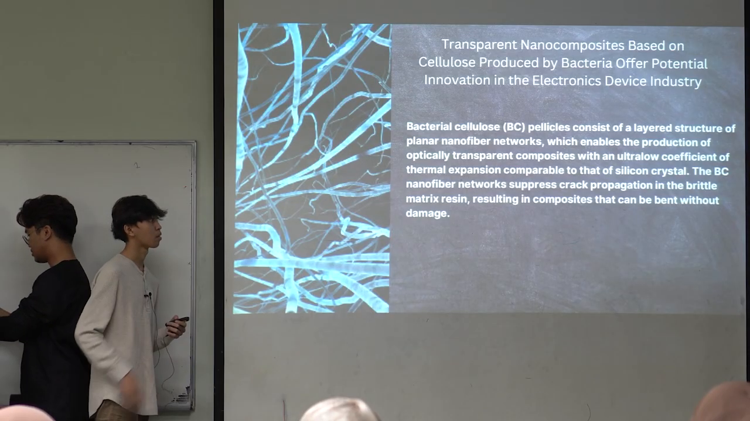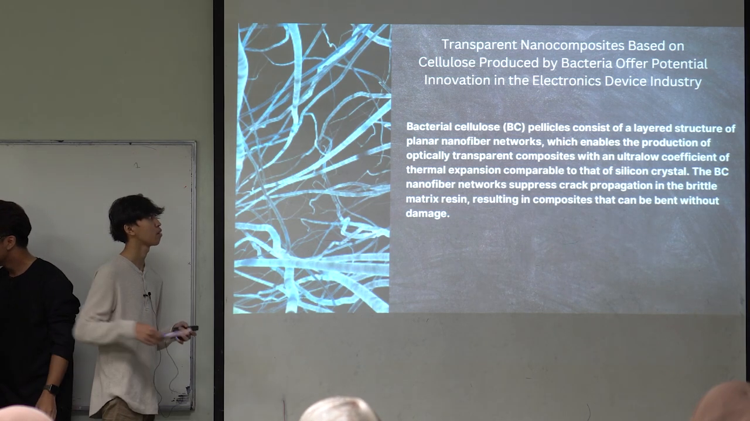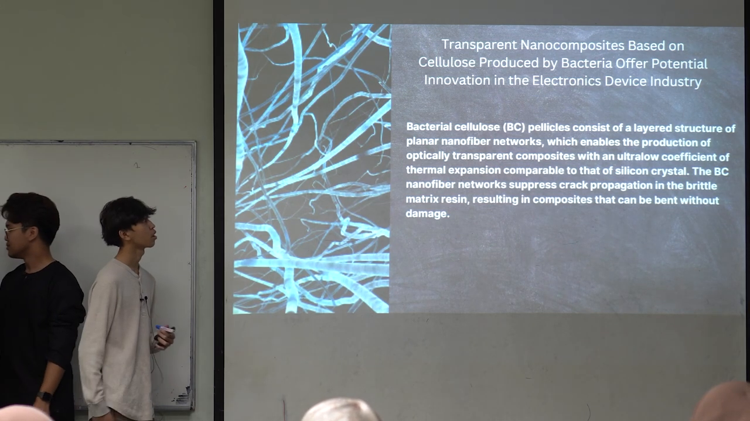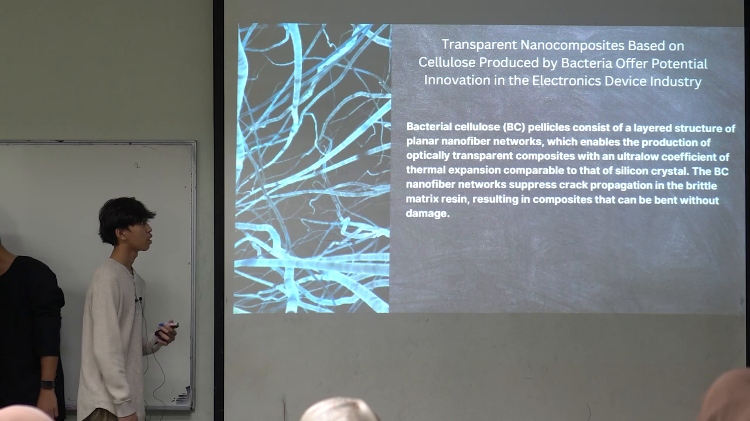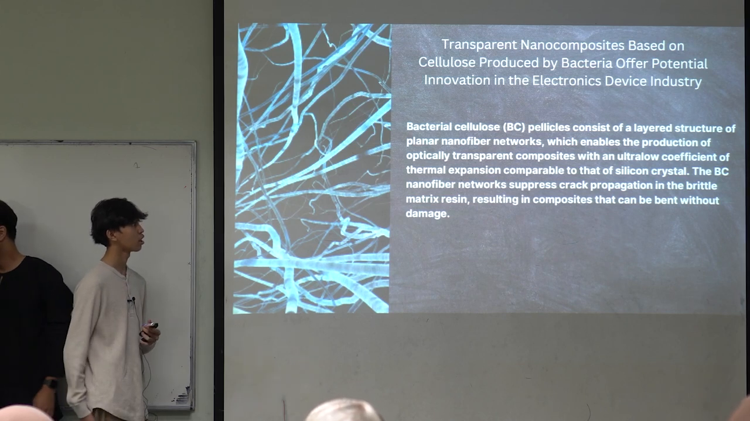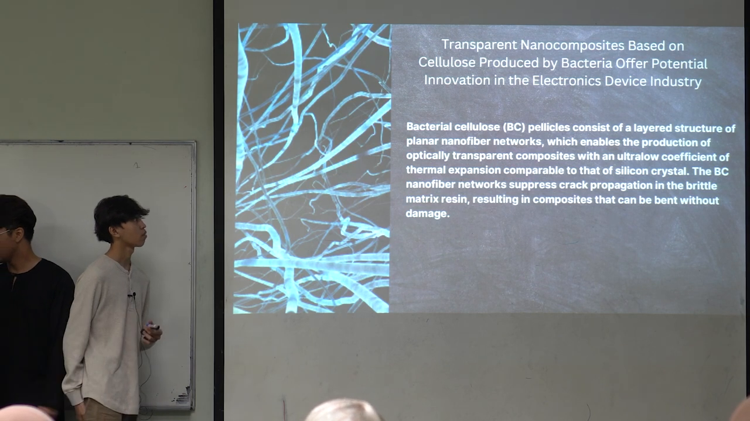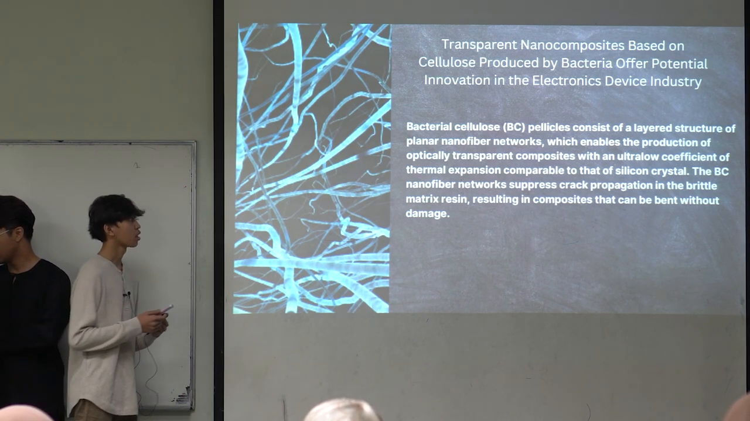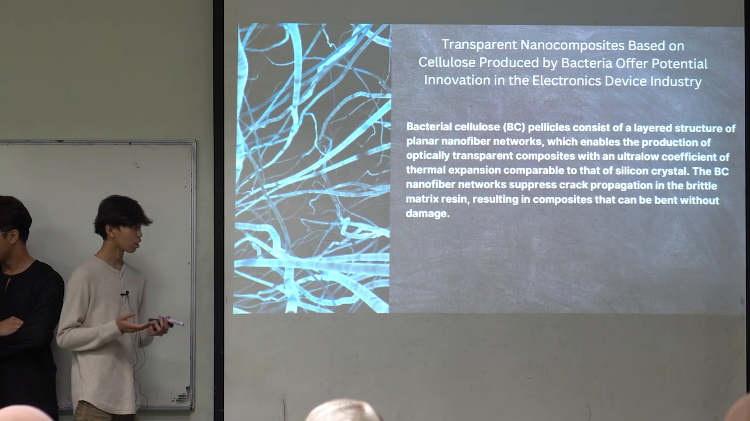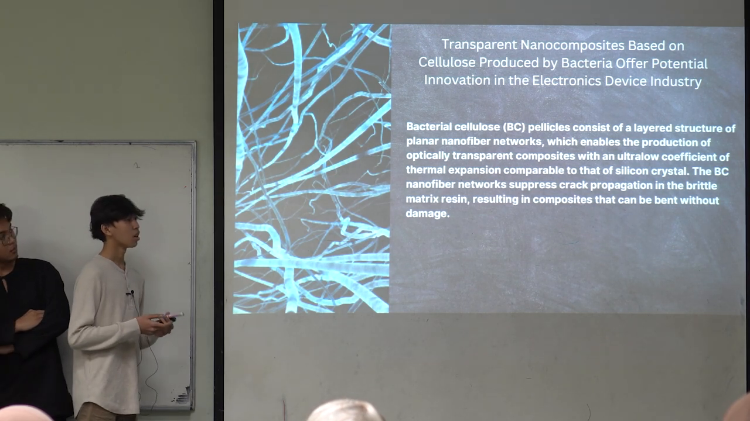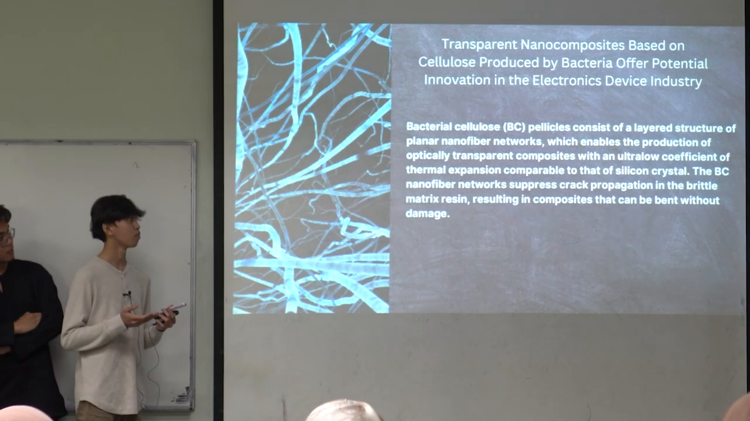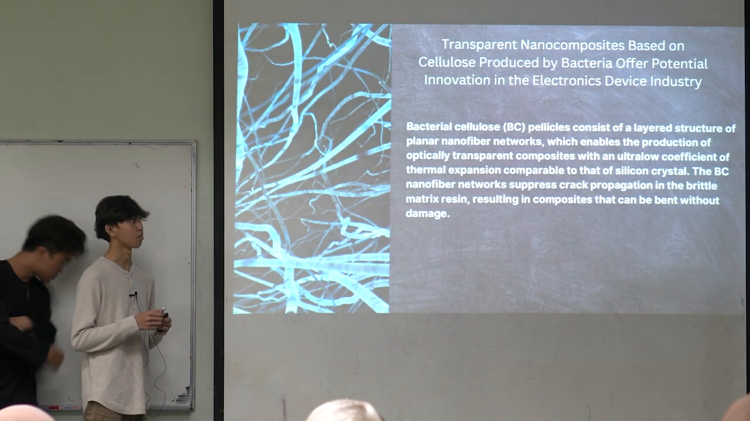Assalamualaikum warahmatullahi wabarakatuh. Today I will present about transparent nanocomposite based on cellulose produced by bacteria, which offers potential innovation in the electronic device industry. First and foremost, what is transparent nanocomposite? Transparent nanocomposite is a nanocomposite that shows transparency, allowing light to pass through with minimal scattering or absorption.